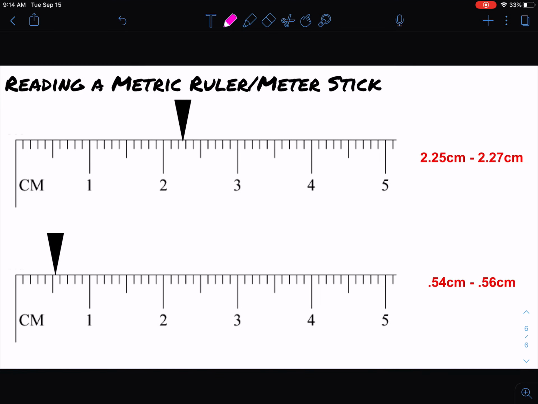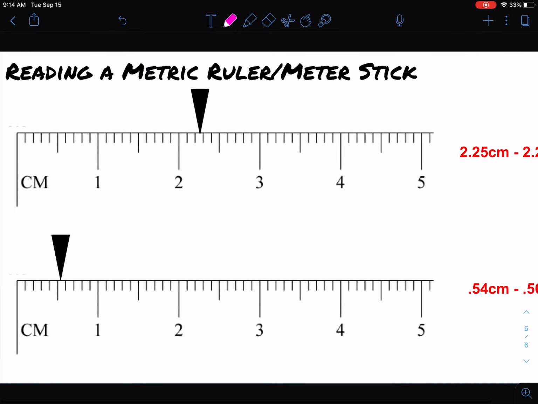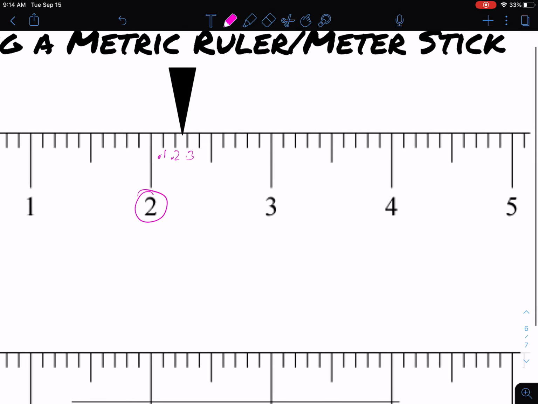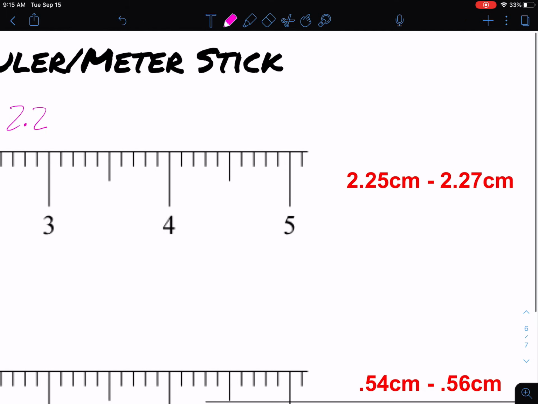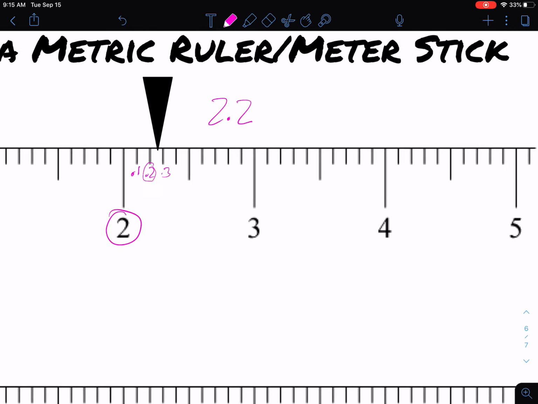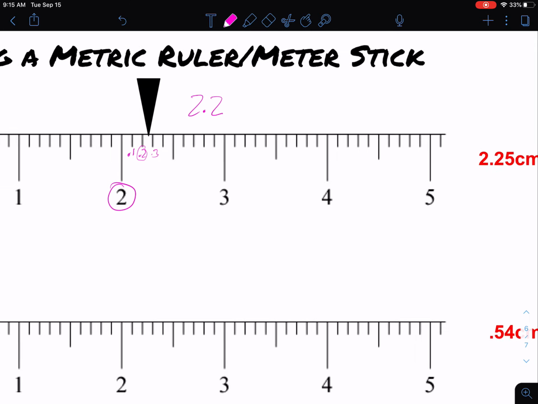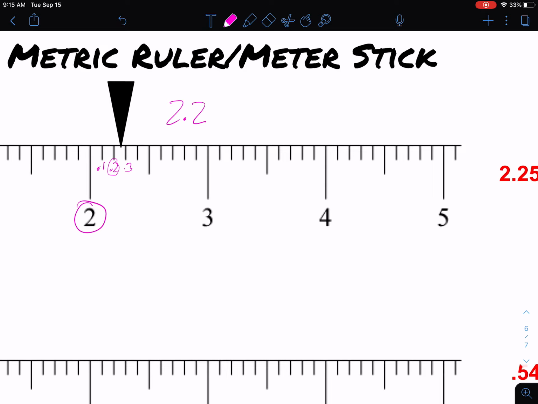So here are the examples that I'm talking about. When we're looking at this first example here, we know this measurement goes past the 2. We know there's 0.1, there's 0.2, there's 0.3. We know that the measurement goes past 0.2. So we get 2.2. Now we have to guesstimate. You could see here what the final answer is, but when you're zoomed out, it's a little bit harder to tell. When you zoom in, it's a little bit easier.